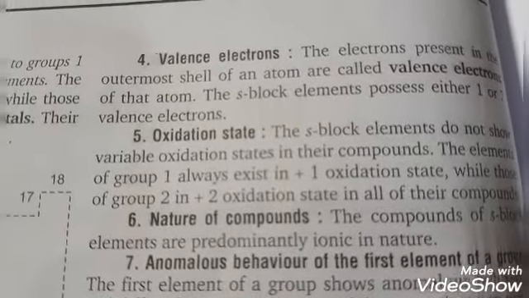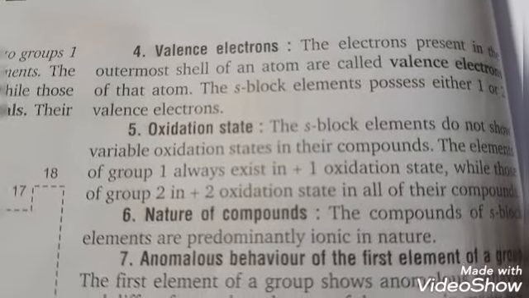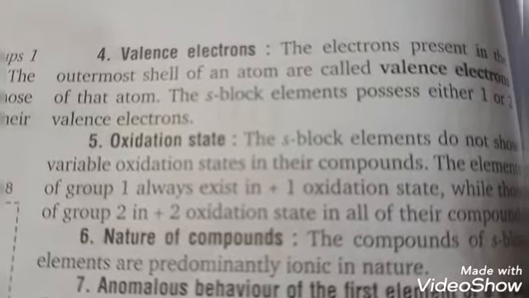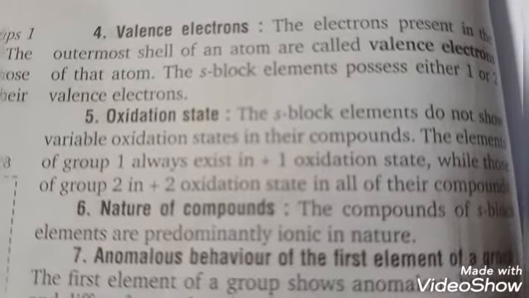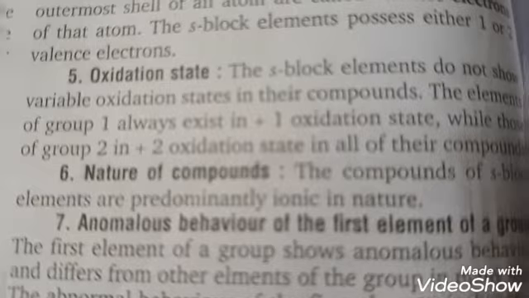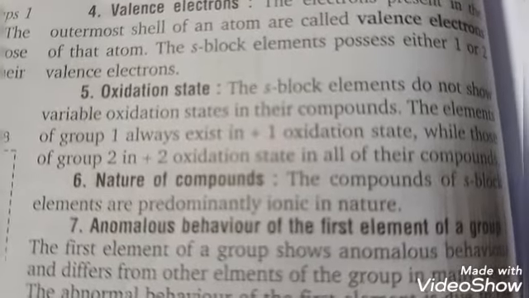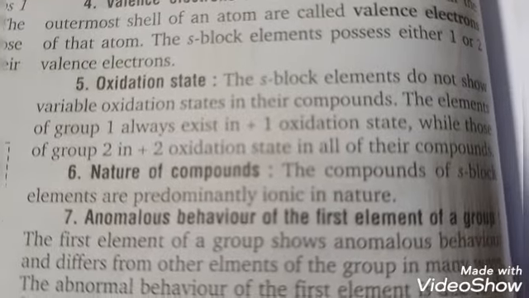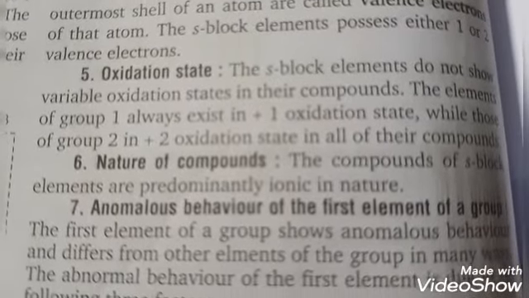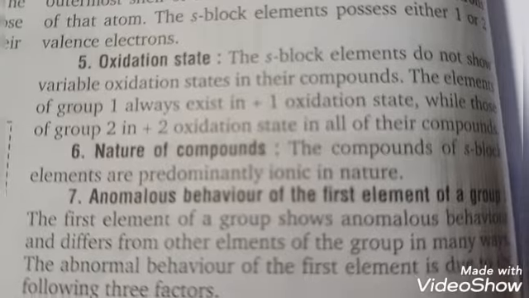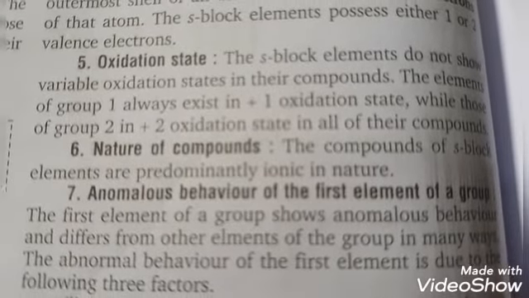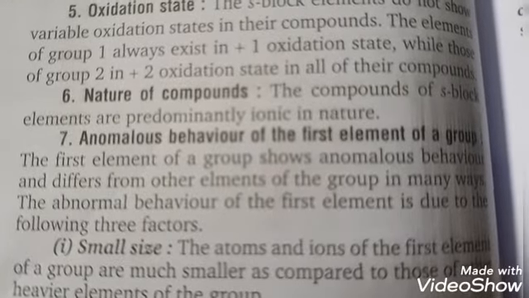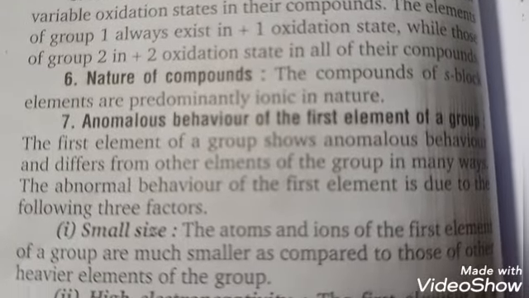Valence electron. The electrons present in the outermost shell of an atom are called valence electrons of that atom. The s block elements possess either one or two valence electrons. Then comes oxidation state. The s block elements do not show variable oxidation states in their compounds. The elements of group 1 always exist in +1 oxidation state, while those of group 2 exist in +2 oxidation state in all of their compounds. Nature of the compounds: the compounds of s block elements are predominantly ionic in nature.